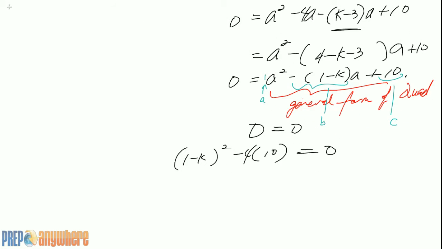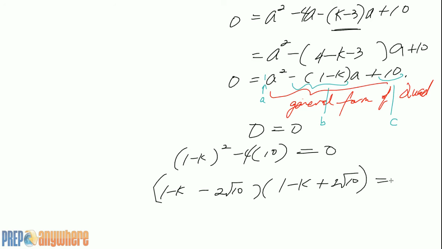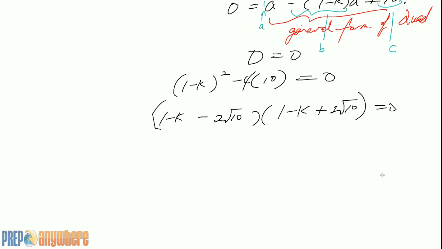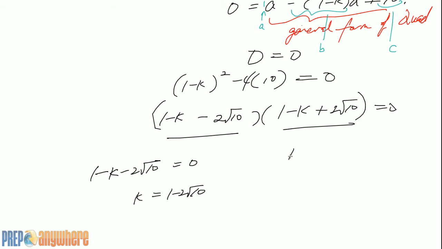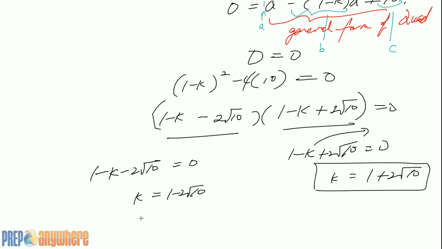Now I'm going to factor this using difference of squares. So (1 minus K minus 2 root 10)(1 minus K plus 2 root 10) is the factoring. Okay, so let's set that equal to 0. Let me just bring that K to the other side. You get K equal to 1 minus 2 root 10. Bring the K to the other side, you get K is equal to 1 plus 2 root 10.